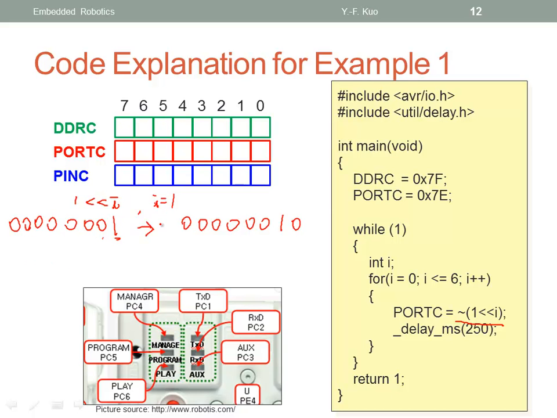So what is i equal to 2? This byte will become 0000100. It's doing this. And here we have again the tilde for complement. The complement of this byte is 1111 1011. And remember, when the bit is 0, the LED is turned on. So this will make your LEDs turn on one by one and do the cycle indefinitely. That's basically how this program runs.